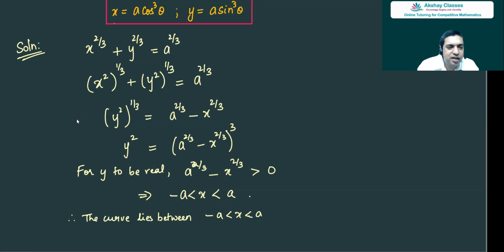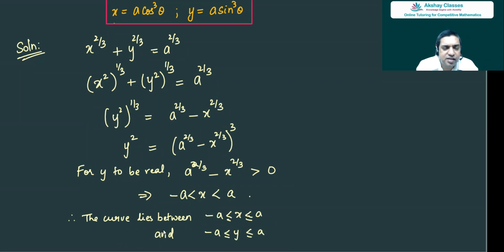Similarly we can do with the y-axis. You take x square is equal to a to the power 2 by 3 minus y to the power 2 by 3 whole cube, and you will get that. So we get this, and y lies between minus a and a. It takes the value a.